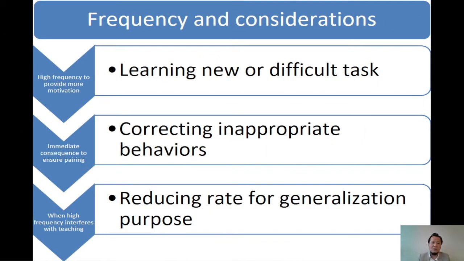And let's talk about the frequency and consideration. How much and when do we reinforce? How often and how much is something that we need to think about all the time. Definitely when we're teaching new tasks or difficult tasks, the frequency can be at a higher level, meaning I'm maybe reinforcing every single trial when it's something new.